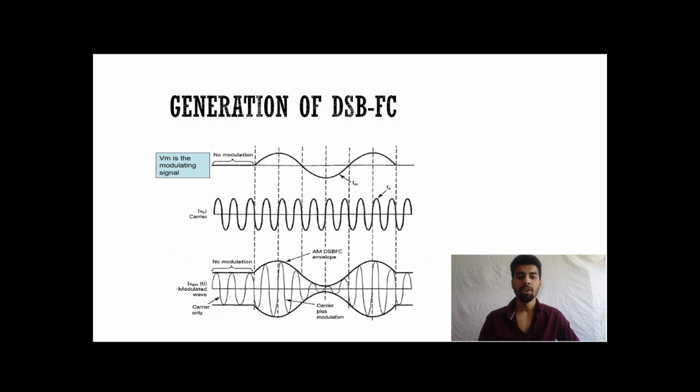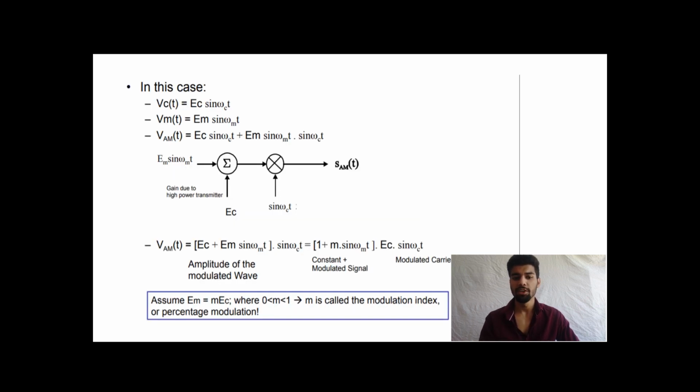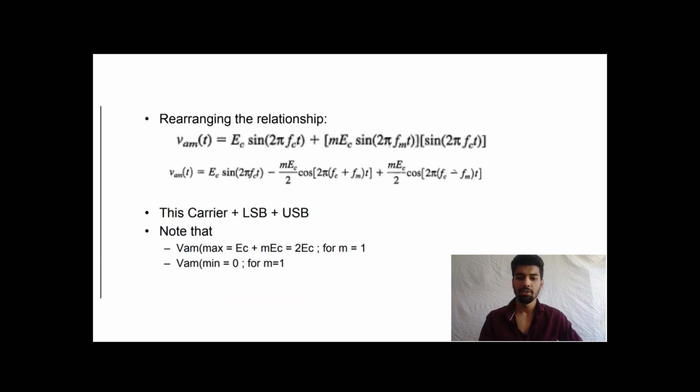In this, Vc equals Ec sin omega ct, Vm equals Em sin omega mt, Vam is equal to Ec sin omega ct plus Em sin omega mt into sin omega ct. By rearranging these equations, we get Vam equal to Ec sin 2 pi fc t, that is the carrier part, and mEc upon 2 cos 2 pi (fc plus fm) t, that is the lower sideband, plus mEc upon 2 cos 2 pi (fc minus fm) t, that is the upper sideband.